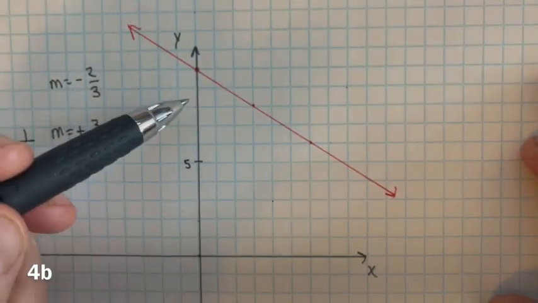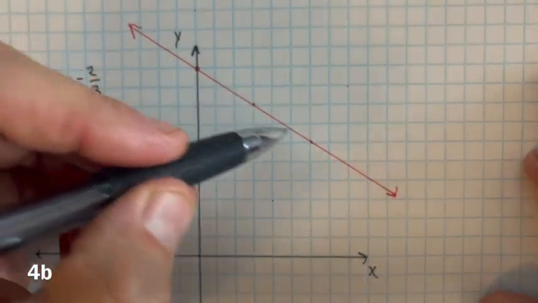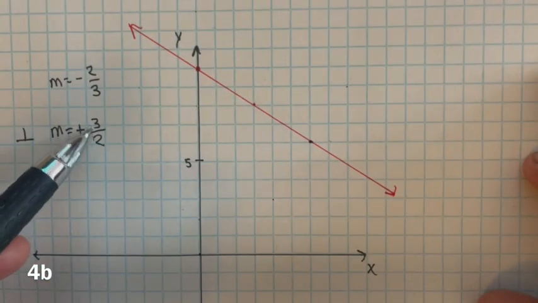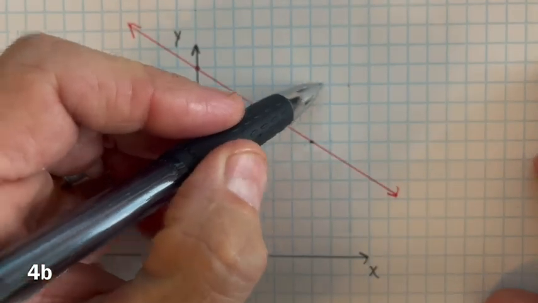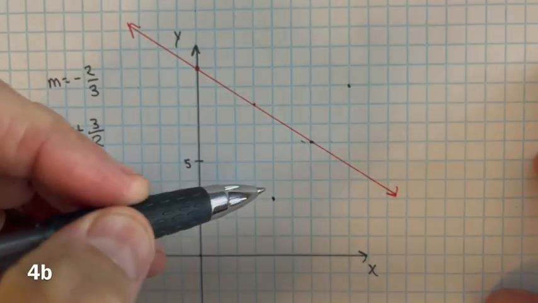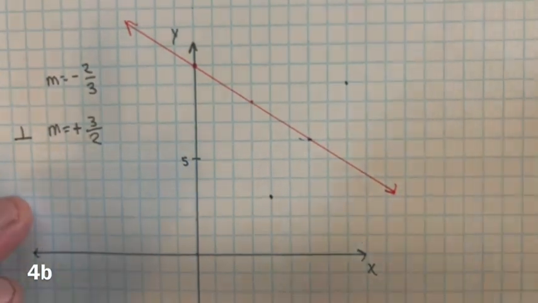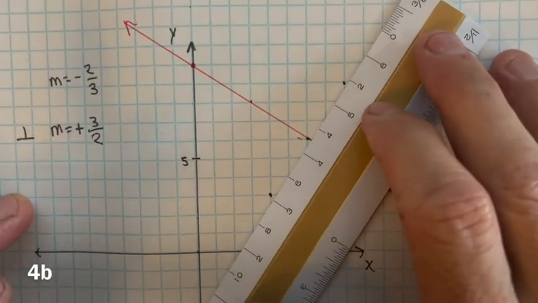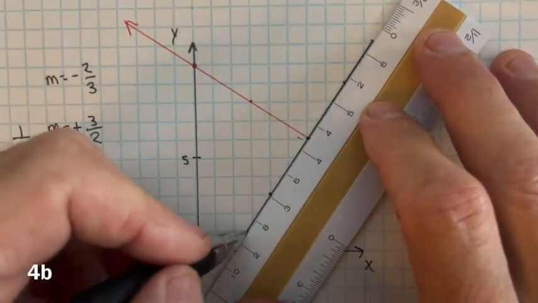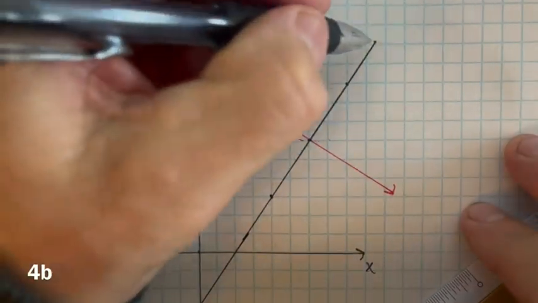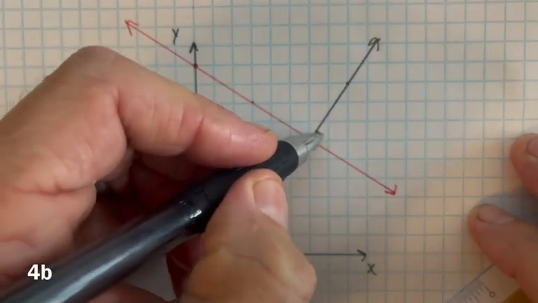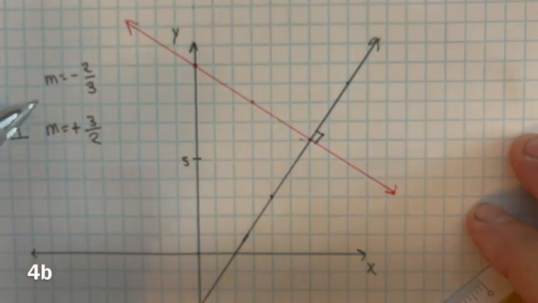So if I chose any point here, and I'll choose this point right here, that has a slope of 3/2, rise 3, run 2, or negative 3, negative 2. And you can see when I connect those points, I get a line that's perpendicular. It creates these 90-degree angles.